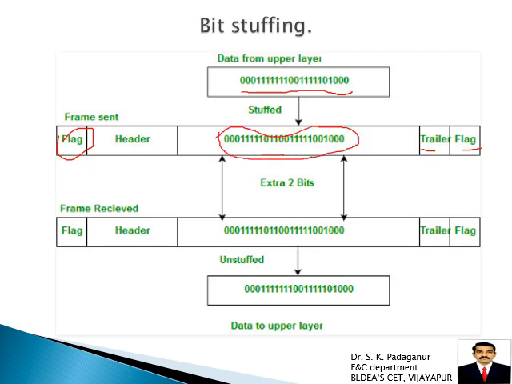Since here 7 consecutive ones are there, what it does is, after 5 consecutive 1s it will add a 0. Then here also 5 consecutive 1s are there, so it will add a 0. That's why extra 2 bits are added. That is the logic, in order to avoid confusion between the flag bits and the data.